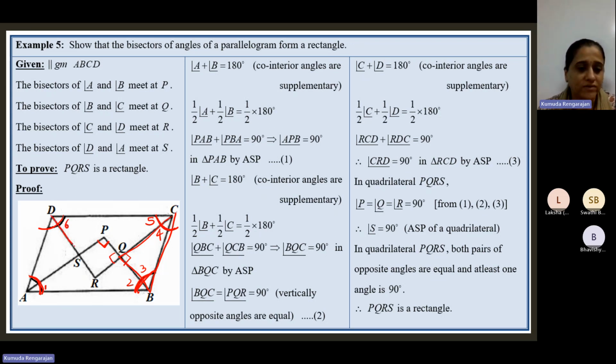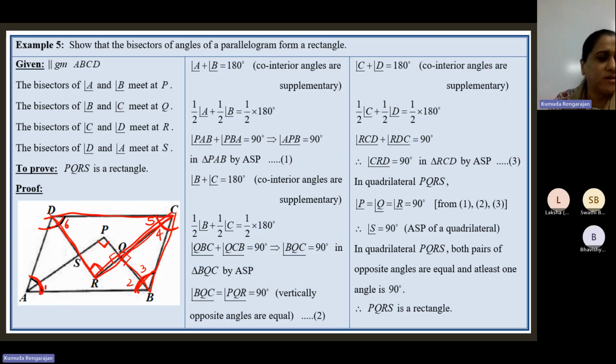Where do we have these angles 5 and 6? In this triangle. See, in this triangle we have 5 and 6. So 5 plus 6 is equal to 90. That means this angle is 90, because if two angles are 90, the third angle will be 180 minus 90, 90. So in this quadrilateral PQRS, three angles are right angles.